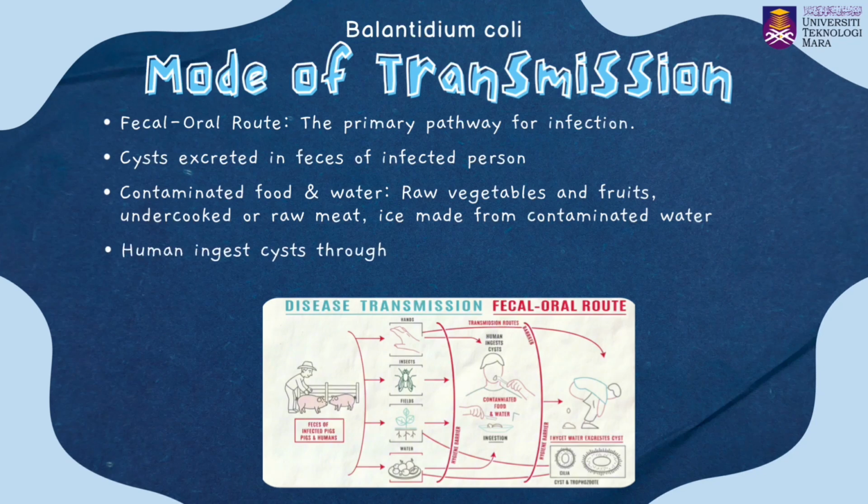Humans ingest the cysts through contaminated food or water, which then reach the intestine. Once inside, the cysts transform into trophozoites which multiply and cause infection.